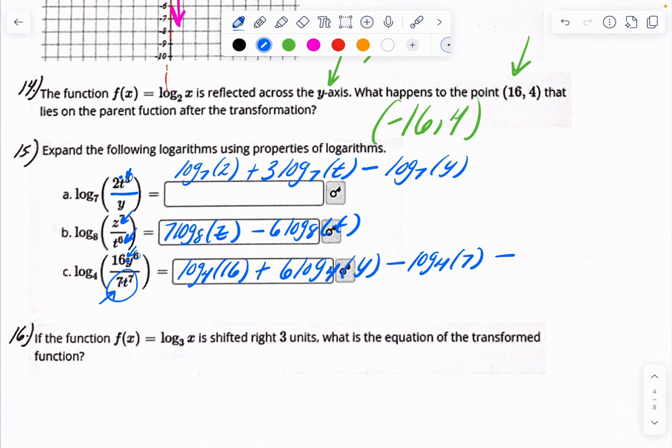That's a common mistake of students, they'll say, oh, multiplication, so I do addition. Nope, on bottom, that's wrong. On bottom, you do subtraction. Minus 7 log base 4 of t. Again, I pulled the 7 in front.